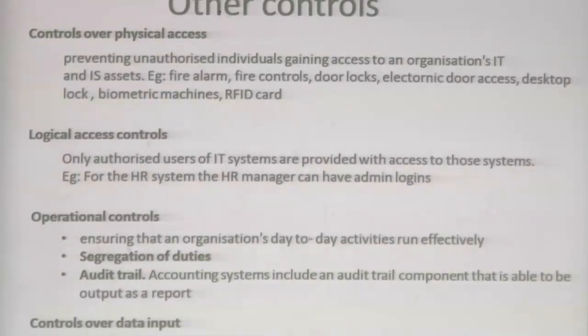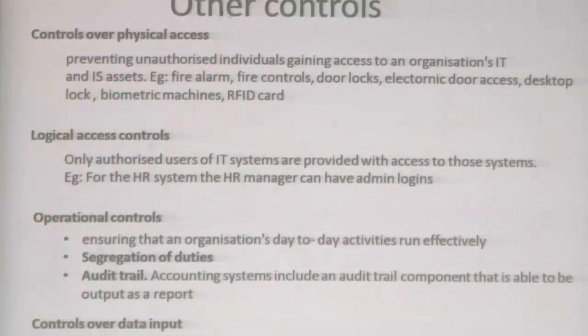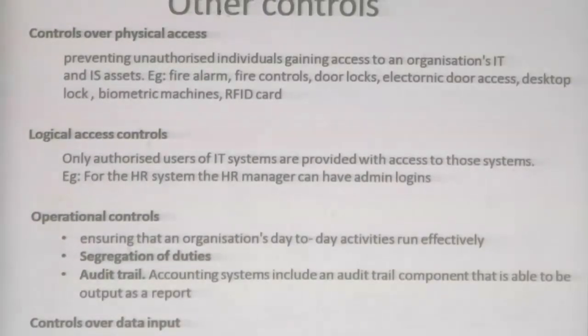So, what are the other controls? Controls over physical access, preventing unauthorized individuals from gaining access to an organization's IT and IS. Examples: fire alarm, fire control, door locks, electronic door access, desktop lock, biometric machines, RFID cards. Those are the things that you can control physically in the organization. There can be automatic door locks, so through the systems the person who should go inside can be automatically identified, and electronic door access is the mechanism I explained now. Biometric machines means the fingerprint machine, you place the finger on the machine, and those are the controls you can handle physically in the organization.